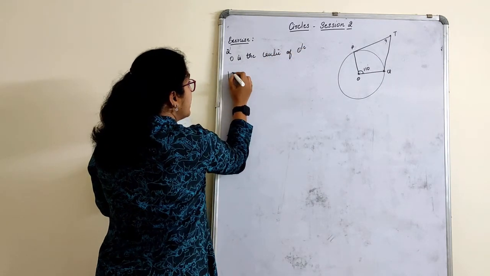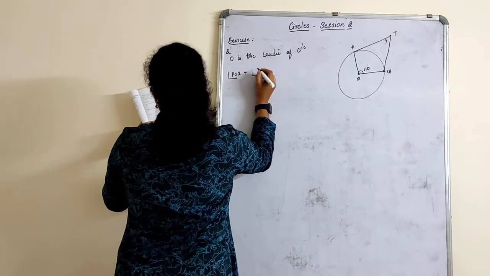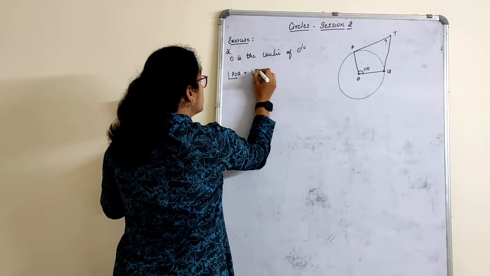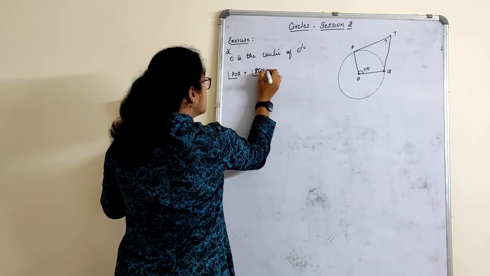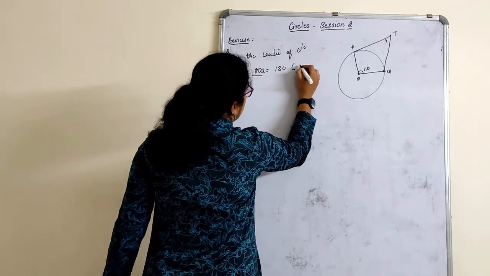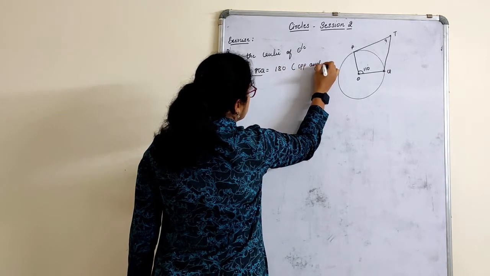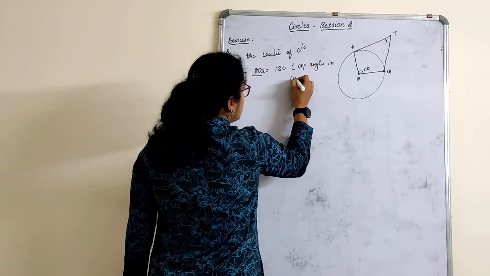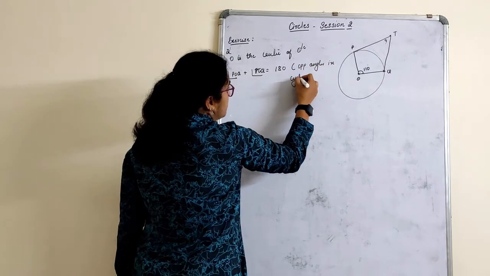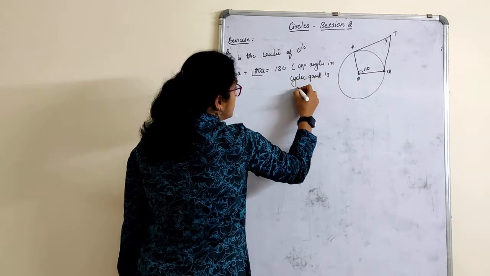So angle POQ plus angle PTQ is equal to 180. So opposite angles in a cyclic quadrilateral are supplementary.